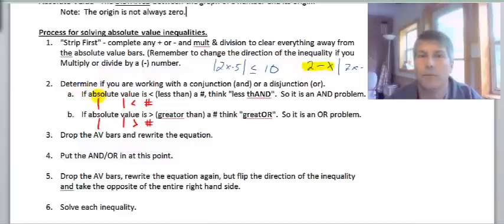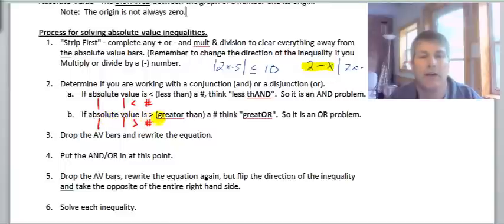Step 2. Determine if you're working with a conjunction, or an AND problem, as we saw in the last section, or a disjunction, OR. You have to determine if it's an AND or an OR problem, and it's not going to say AND or OR. If you have absolute value bars less than a number, like in this sample problem, less than or equal to, that is an AND problem. So if the distance is less than, think less than, it's an AND problem.